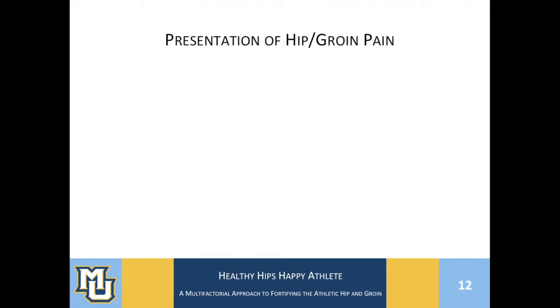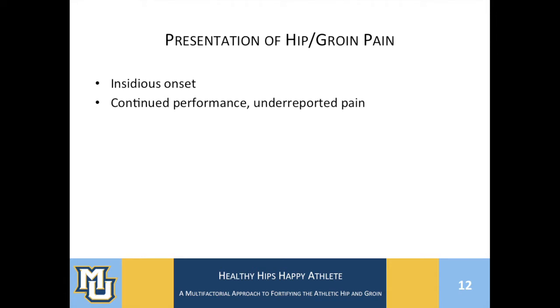Now, unlike these acute inciting event injuries, such as an ACL tear or a bone fracture, the more common athletic hip and groin injuries tend to be insidious in nature and present themselves over a relatively long period of time. This is unique, since the athlete is often able to continue to participate and perform at a high level, thus resulting in underreporting of pain.